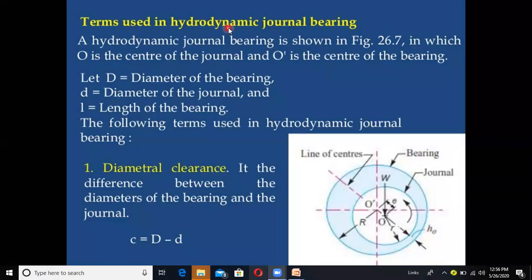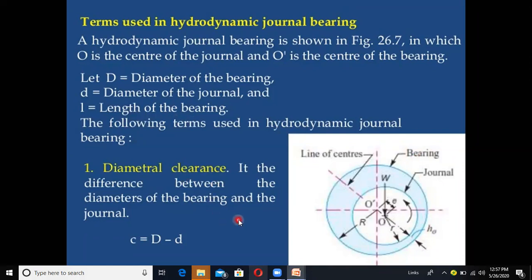terms used in hydrodynamic journal bearing. Now we are using the first one, the hydrodynamic journal bearing. If you see the figure, this is the shaft, or we can call it the journal. This is the bearing. Let capital D be the diameter of the bearing, and small d the diameter of the journal. L is the length of the bearing.